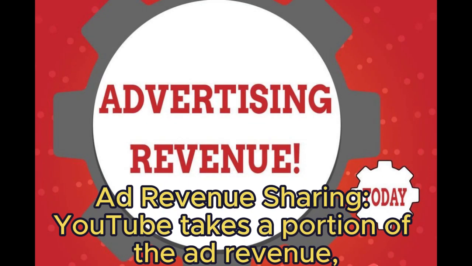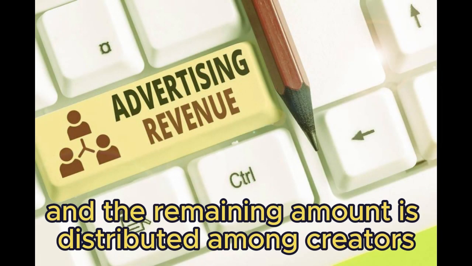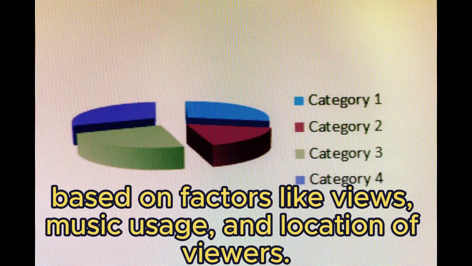Ad revenue sharing. YouTube takes a portion of the ad revenue, and the remaining amount is distributed among creators based on factors like views, music usage, and location of viewers.